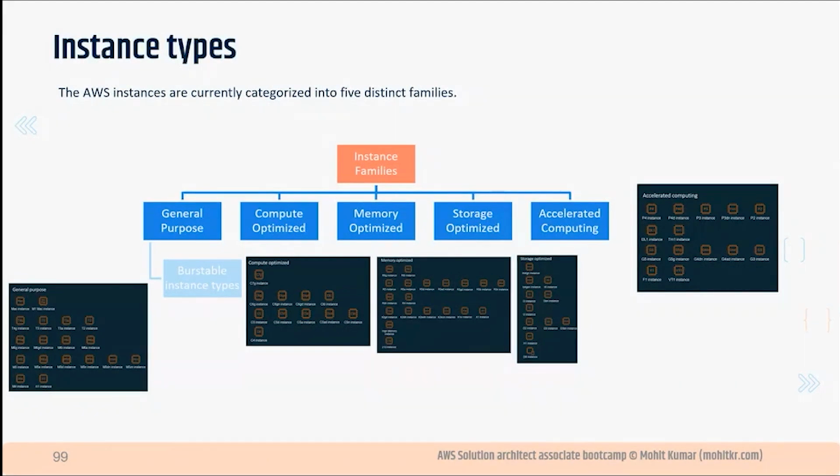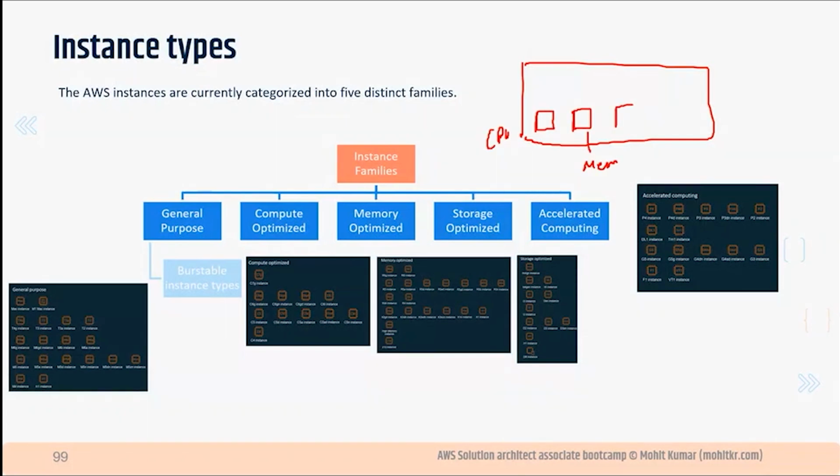But think of it. If you talk about general compute resources, if I draw compute resources, what are the resources that we have? We have CPU, we have memory, we will have disk, and then we will have network. So these are the general computing resources. General purpose means everything would be equally distributed.